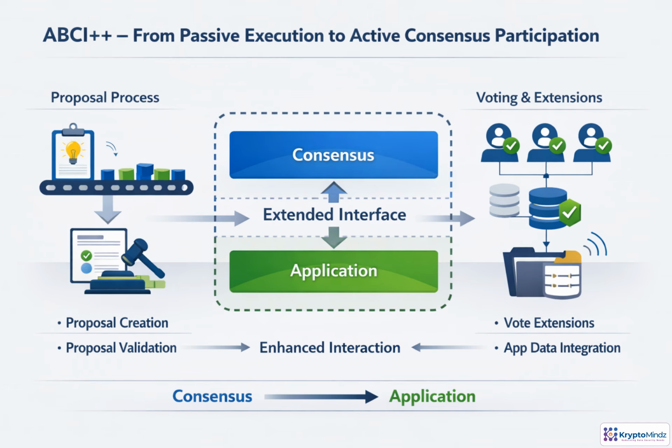ABCI++ expands the conversation between consensus and the application. Instead of only executing a block after consensus decides, the app can help prepare proposals, evaluate whether proposed blocks are acceptable, and attach application-specific data through vote extensions. This gives chains more control over ordering, inclusion, and validator signals while preserving the core separation of responsibilities. Consensus still coordinates agreement. The application gains richer, earlier points to express chain-specific rules.